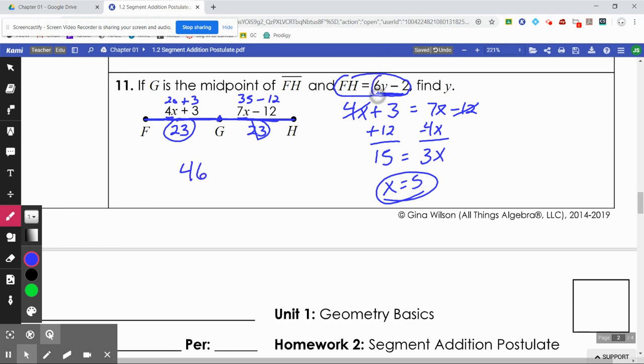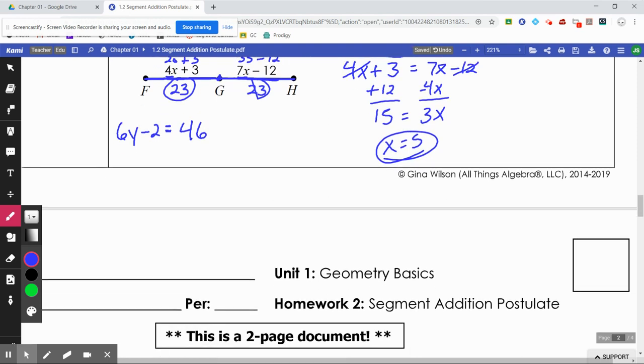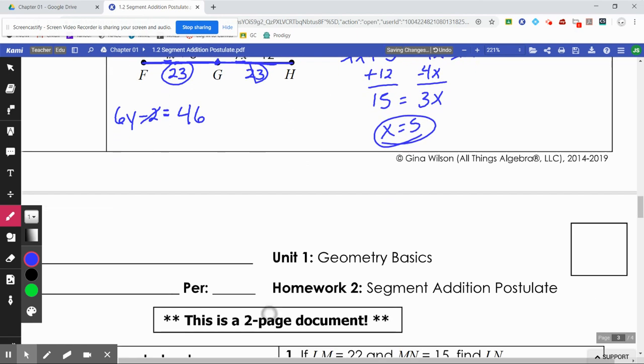But I thought FH is 6y minus 2. Now, that's a variable representation of FH. We actually know how long FH is. So if we know that FH is 6y minus 2, we also know that FH has a length of 46, then those two things have to be equal because this is FH and this is also FH. FH is 6y minus 2, FH is also 46, so since they're both FH, they must be equal. So let's solve it, because it says figure out what y is. Adding 2 gives you 6y is 48. The last step, we're going to divide by 6 to get rid of it, and we know that y would have to be 8.